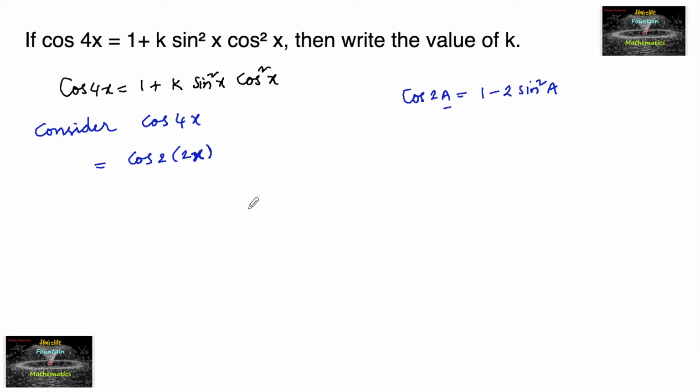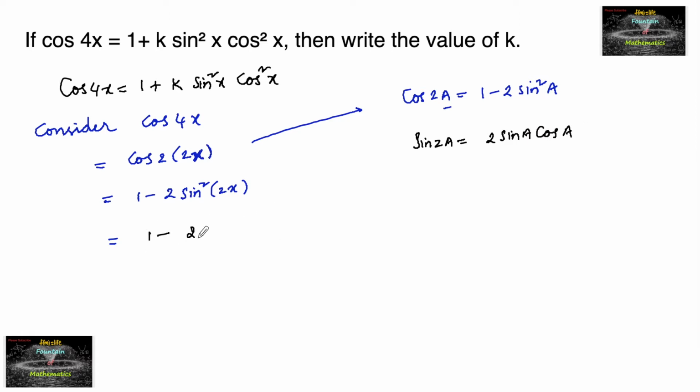So if a is equal to 2x, we can write 1 minus 2 sin square 2x, and also we know that sin 2a is equal to 2 sin a cos a, so we can write sin 2x whole square, that is 2 sin a cos a whole square.